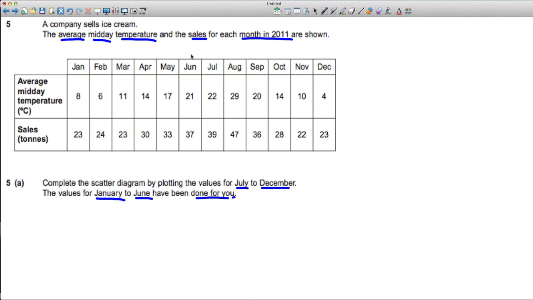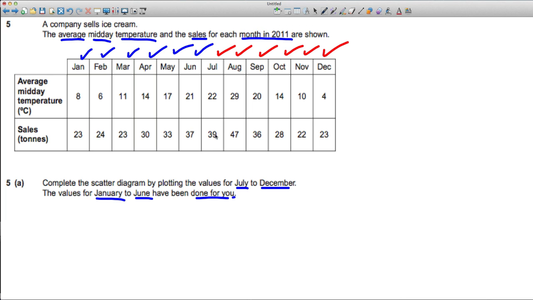Now let's just think of this. The sales, we would expect sales to go up when it gets hotter, okay, because people would be more likely to have ice cream. Now we've been told that January, February, March, April, May and June have been done, and we are asked to do July, August, September, October, November, December.